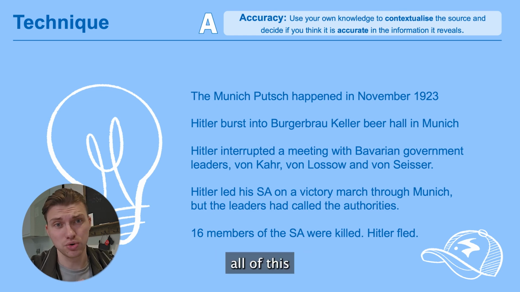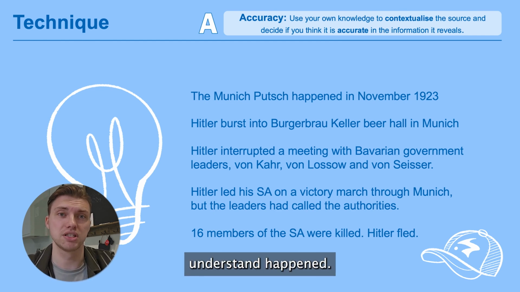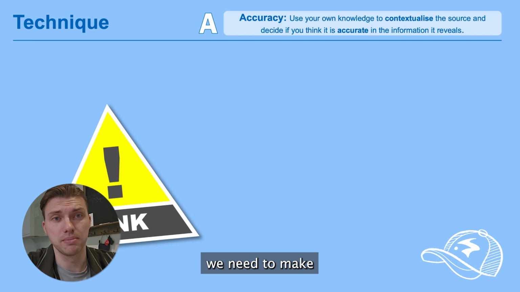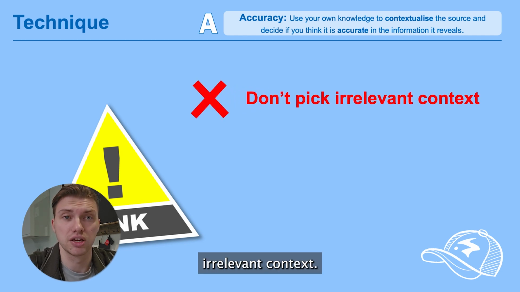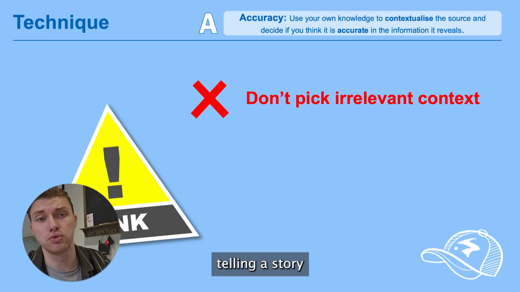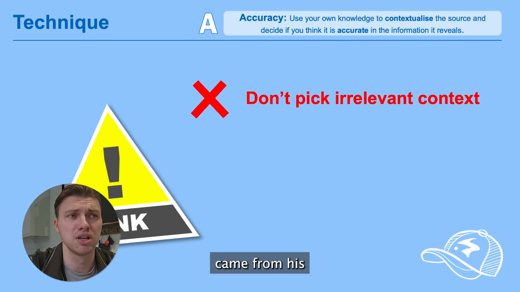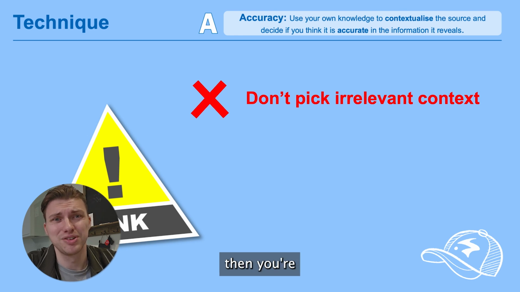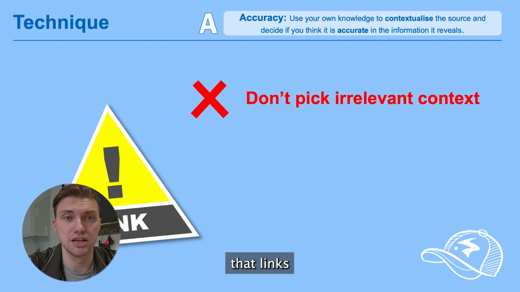We don't need to include all of this contextual knowledge, but what it helps us do is pick apart if this source in particular is showing what we already understand happened in the event. And again, we need to make our link. So, don't pick irrelevant context. Remember, there's that focus of the question. So, if you start telling a story about how Hitler's early growth in the Nazi Party came from his personal desire to have power and have purpose, then you're going off on a tangent that's not relevant to the question. So pick relevant context that links to this particular source.